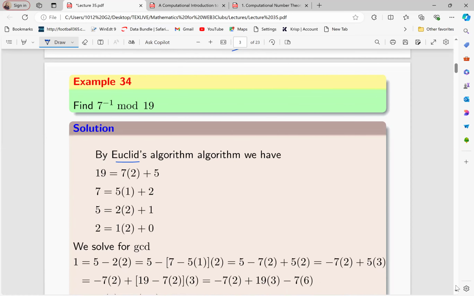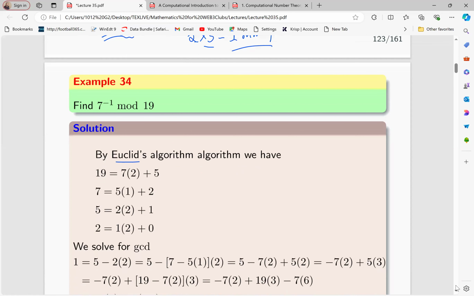The first thing you do, you find the GCD, not the determinant. The GCD of 7 and 19. If this GCD is 1, as we already said, then it means that 7 has an inverse, if the GCD is 1.